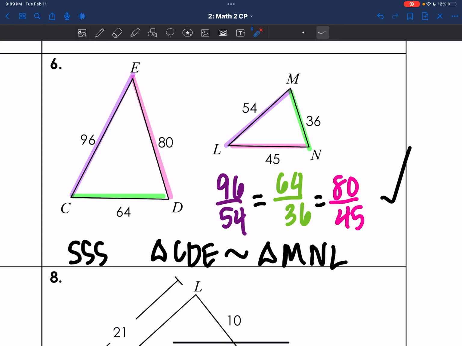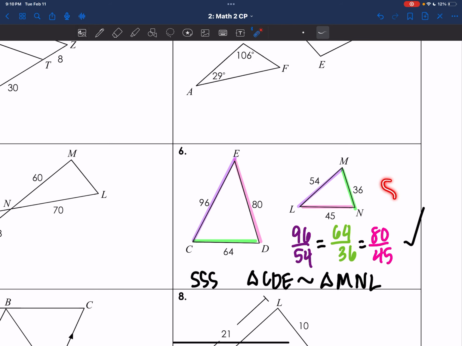Now, if you were to divide all these out and these all equal the same, then it is similar. Like I said, we did our congruency statement where we said CD goes with MN. Then we said CE goes with ML. And lastly, we said that ED goes with that. All right, so this is similar, and that's because these are all proportional.